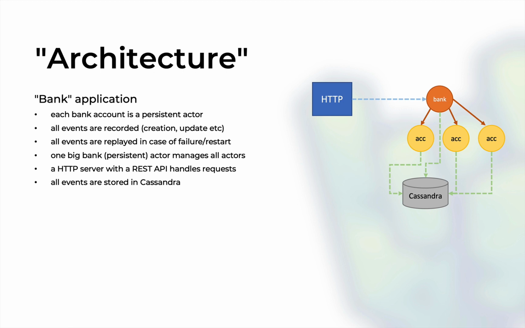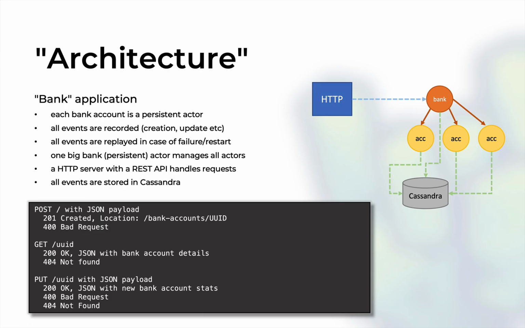So all the events are recorded to Cassandra and they're replayed in case one of the actor dies or the entire application needs to be restarted. We will also have one bigger actor that will be the bank itself that will manage all of the accounts. And we will interact with this entire system through an HTTP REST API. So we will start an Akka HTTP server that we will use to interact with a bank account and therefore with every single account underneath. And all of these events will be stored in Cassandra for long-term storage and also for event sourcing in case we need to replay those events in the case of failure.